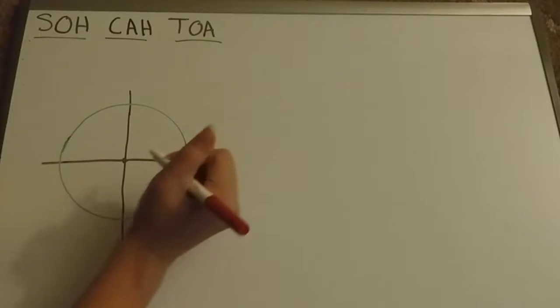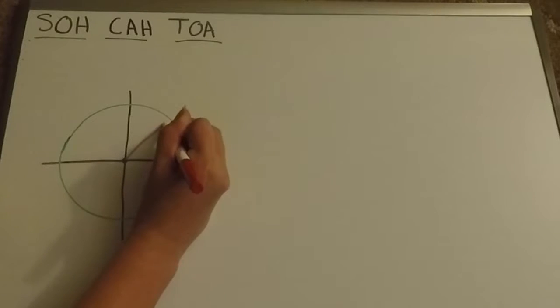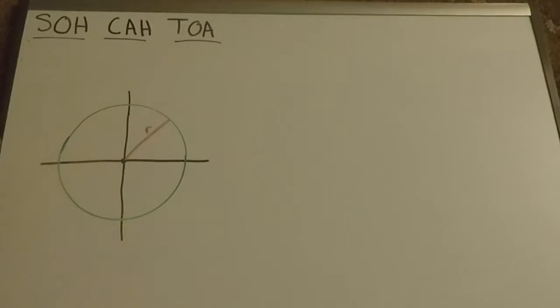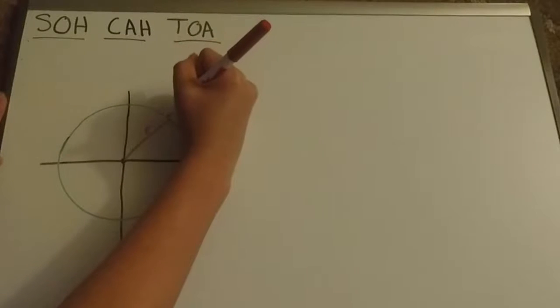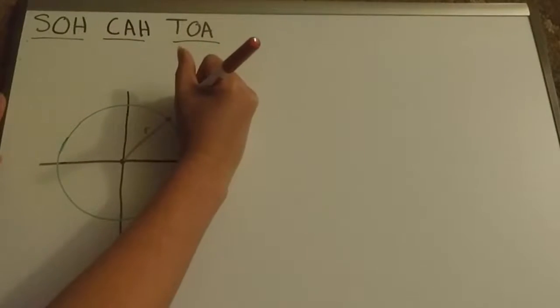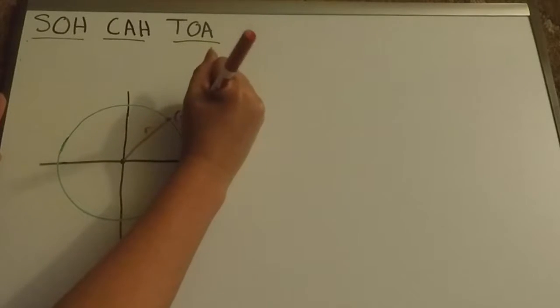Okay, so the definitions of trig functions. Let's start with drawing a line from the origin of the circle to a random point on the circle. This is the radius of the circle, so we'll label that r. And the point on the circle at which the line meets the circle, we could give the coordinates x, y.